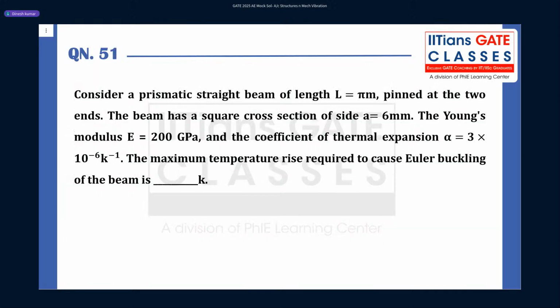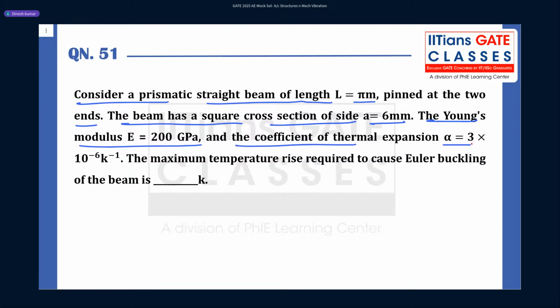What does it say? Consider a prismatic straight beam of length L equal to pi meter. Actually, this question is from strength of material, but listed here we can solve. It's an easy question. Pinned at two ends, the beam has a square cross section of side A equal to 6 mm. The Young's modulus E equal to 200 gigapascal. The coefficient of thermal expansion alpha is given. Find the maximum temperature rise required to cause Euler buckling of the beam.